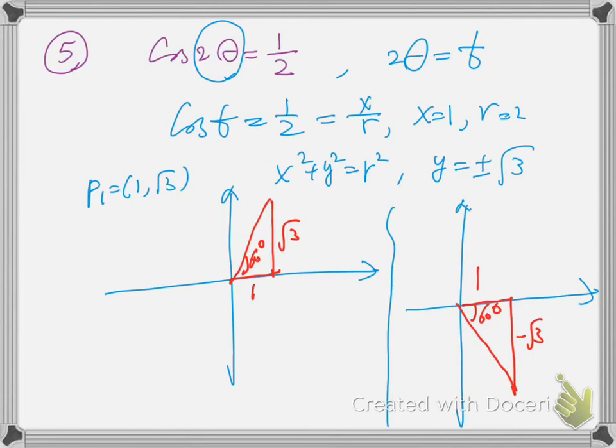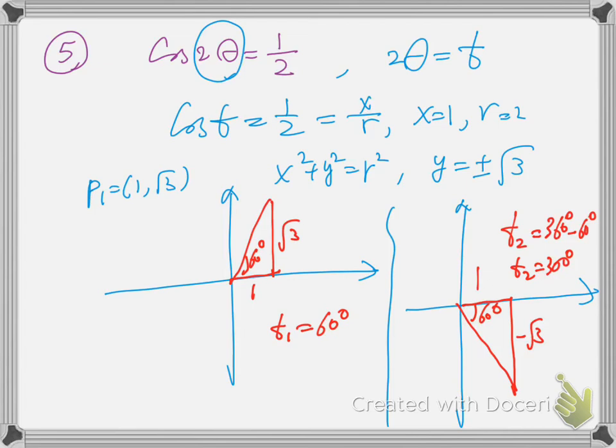So now we got two solutions. T1 is 60, and T2 is, again, we want positive angles. Don't give me negative 60. So this is 360 minus 60. So T2 is 300 degrees.